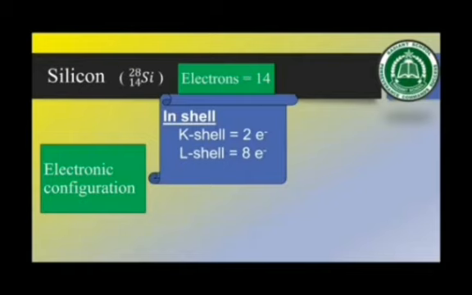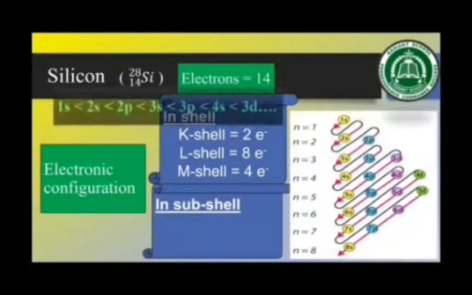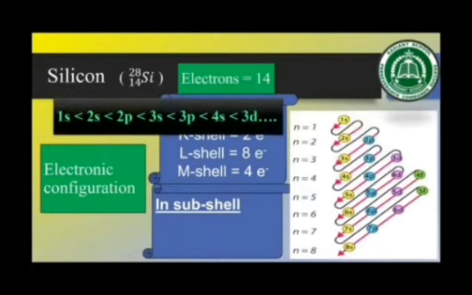4 electrons are left. The third shell, M shell, has a capacity of 18 electrons. It can accommodate 18 electrons. So the remaining 4 electrons will come in M shell. Let's see the electronic configuration of silicon in subshell. We can use the same sequence or the diagram. Okay, 1s. 2 electrons will come here. Then 2s.